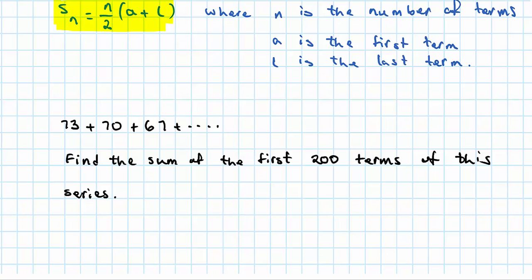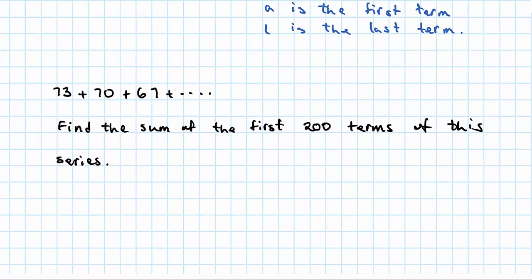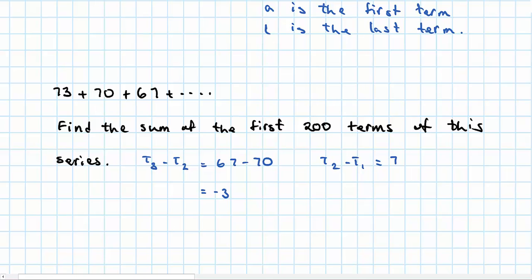Now, since the question only states that I need to find the sum of the 200 terms of this series, and it hasn't told me that it's an arithmetic series, I actually need to show that it is. If the question, on the other hand, said find the sum of the first 200 terms of this arithmetic series, then I wouldn't need to show it. So let's start by first showing that this is an arithmetic series. And again, all you need to do is do t3 minus t2, which is -3, and t2 minus t1, which is -3, therefore arithmetic series.